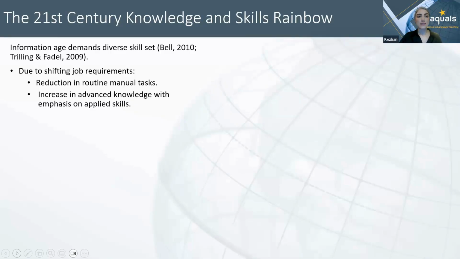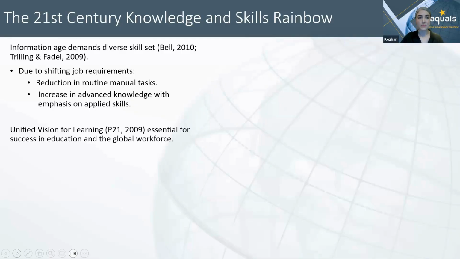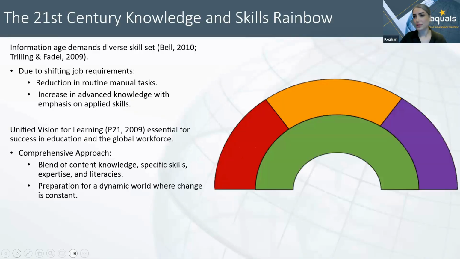If we have a very short introduction to the topic, it starts with the information age demanding a diverse skill set. This is led by shifting job requirements, meaning a reduction in routine manual tasks and an increase in advanced knowledge with emphasis on applied skills. So this brought up a unified vision for learning, as some may call it, which is essential for success in education and the global workforce.